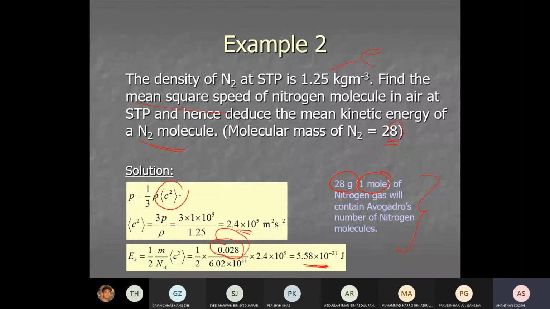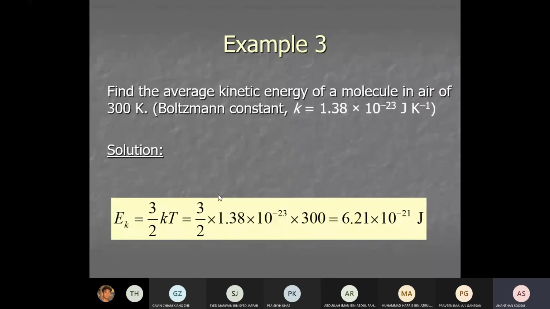Okay, so this is the new formula. How do you use it? Normally don't go for mean square speed. Okay. Another one. Look at the question. Try to figure out. Look at the solution. Make sense?